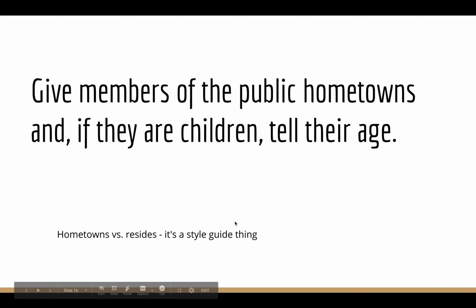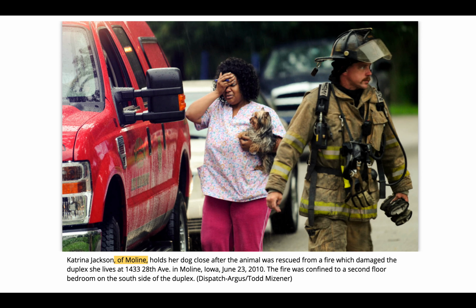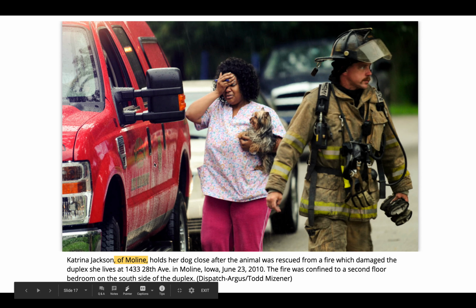And really, that would depend on your organization's style guide. Think about it. We have a lot of students at the University of Iowa. A lot of them reside in Iowa City, but they're not from Iowa City, right? So your organization will make a determination for you. For us, I'm going to say just go ahead and use hometowns. Like, where are they from? Where's their permanent address? Here we see just an example of this in action.